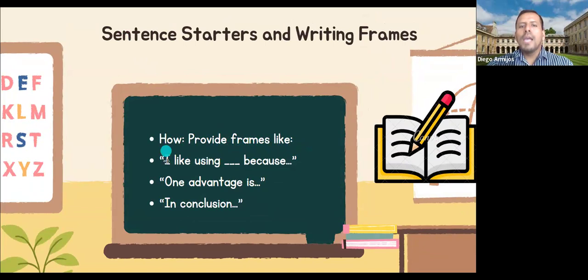Provide frames like, I like using ___ because ___. All right, so since the topic is social media, students can say what they like and give reasons, right? Give reasons why they say that. Or maybe we can use this. One advantage is, yeah, one advantage is social media helps us to know what's happening around the world, for example. In conclusion, it depends on individuals how they use social media, something like that. But we can guide our students with some frames like this.